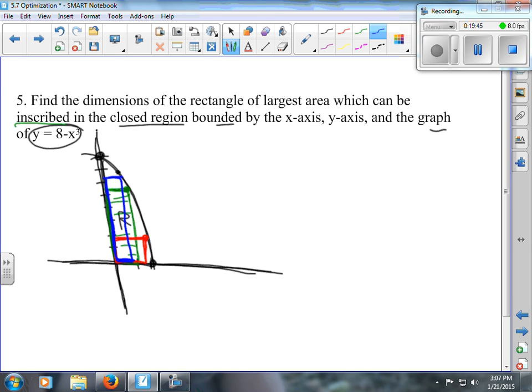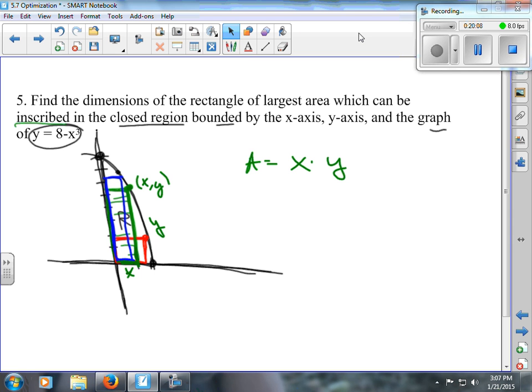Okay, so I'm just going to work off the green one. I'm going to pretend the green one's it. It has dimensions, let's call them x by y. And that makes sense because this point on the graph, we would call it xy. But I'm not specifying what x is or what y is. So that means the area of my rectangle is x times y. Okay, so that's my primary equation because this is what I want to maximize.